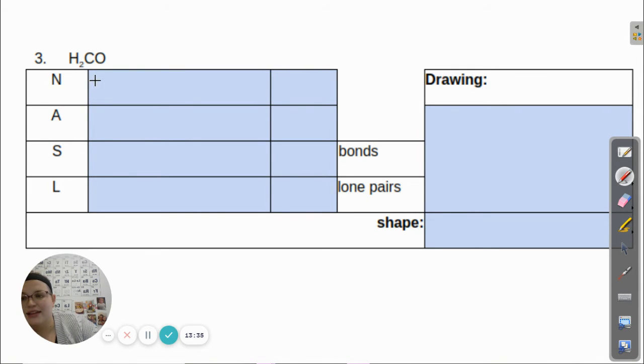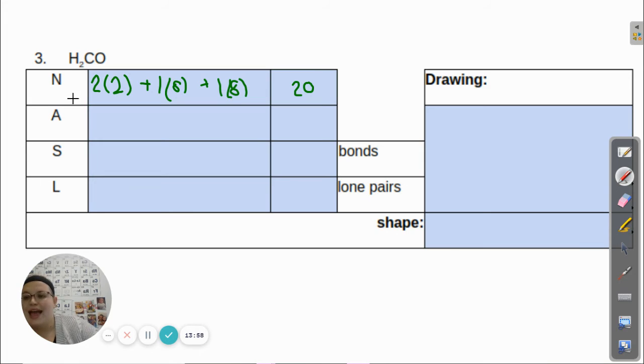So again, N is need. So how many do I need in its shell? I have 2 hydrogens that each need 2 to make an octet. I have 1 carbon, it needs 8. And I have 1 oxygen, it needs 8. So 4 plus 16 gives me 20.